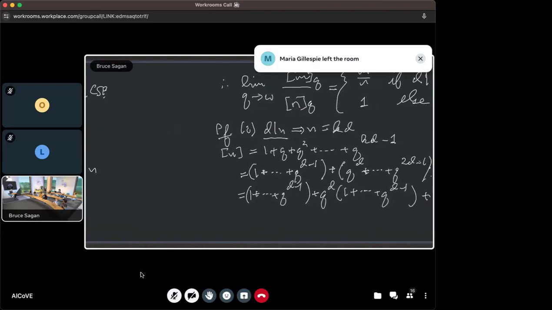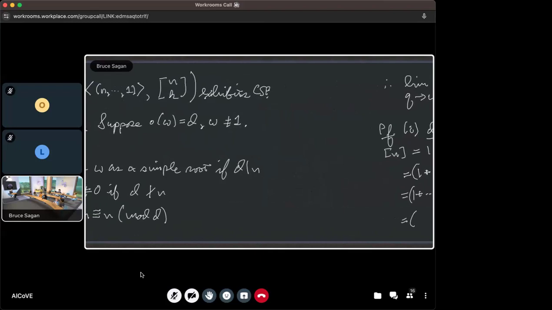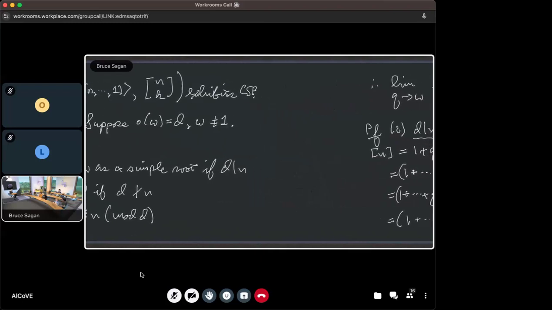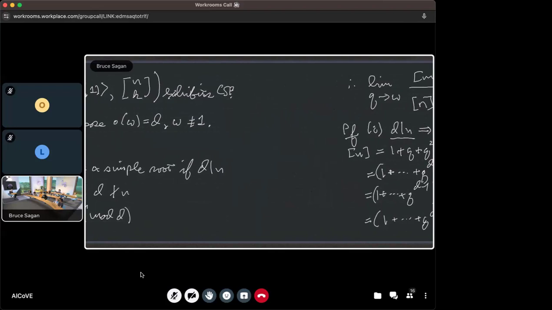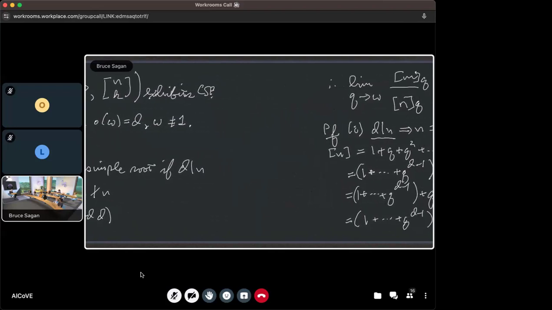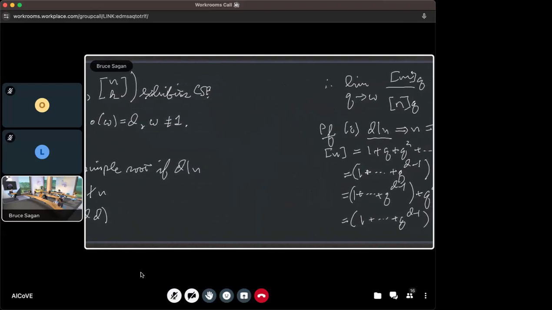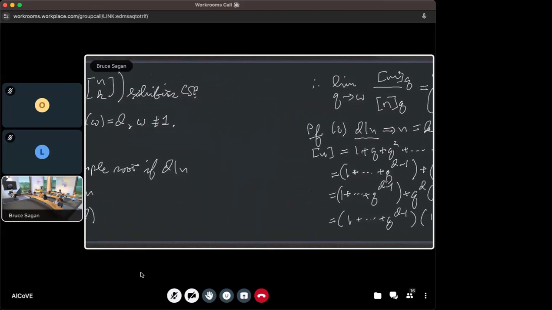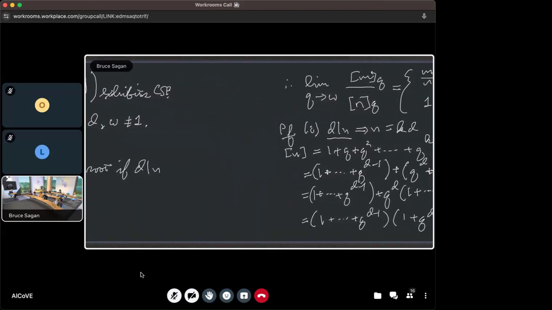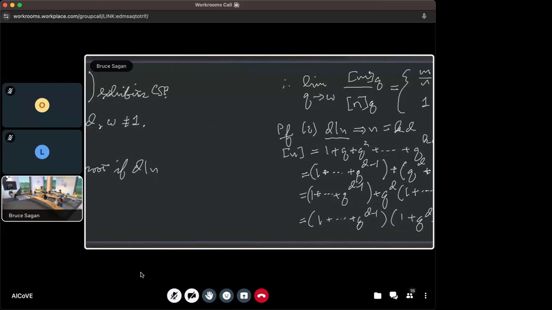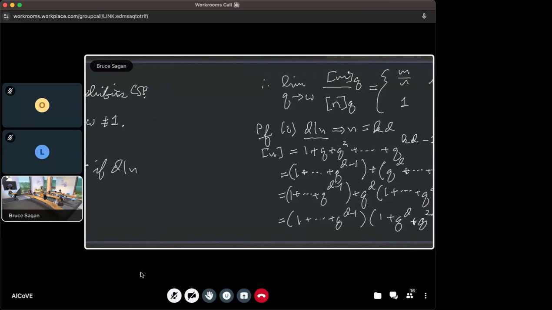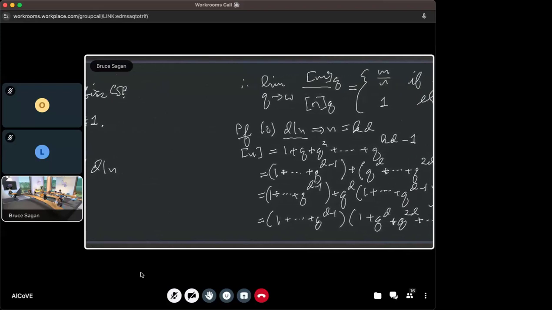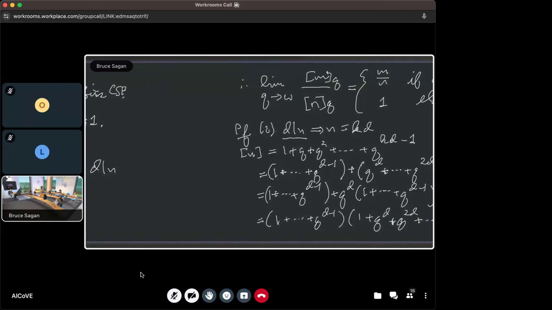So this is 1 plus through q to the d minus 1, times 1 plus q to the d plus q to the 2d, and this will end with q to the (k minus 1)d if you work it out. Okay, everybody happy with that factorization? Any questions? Great.